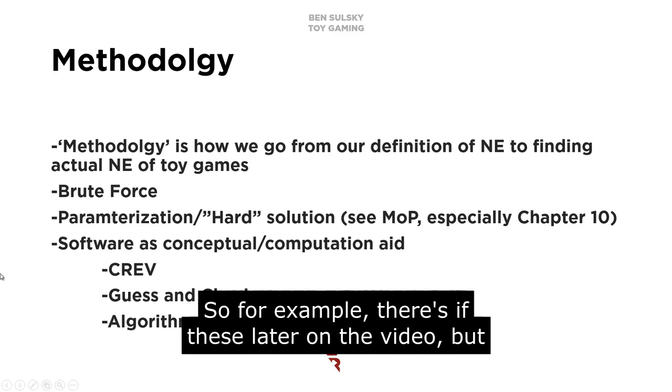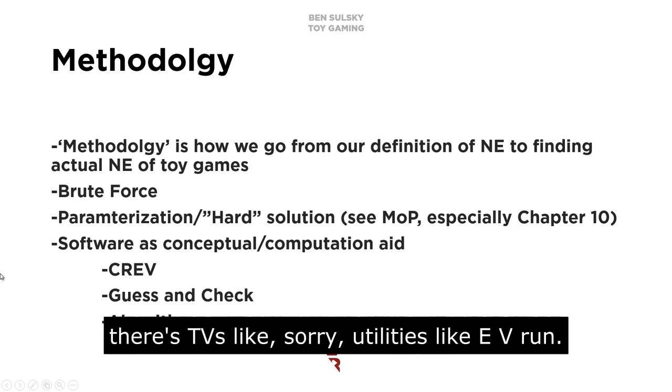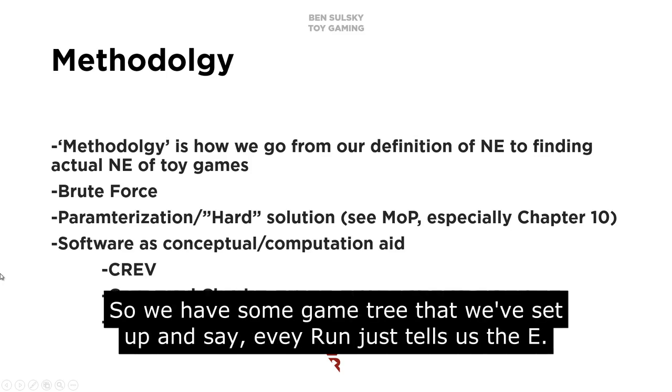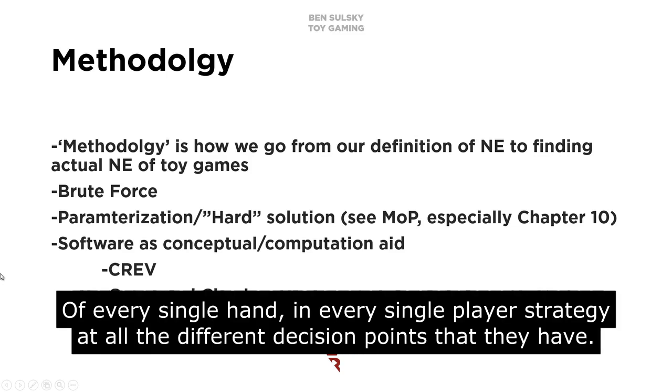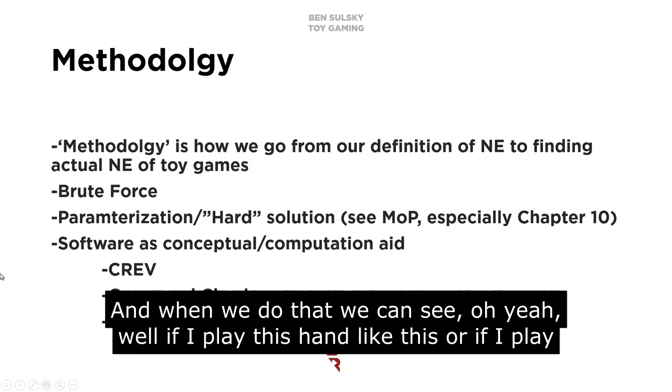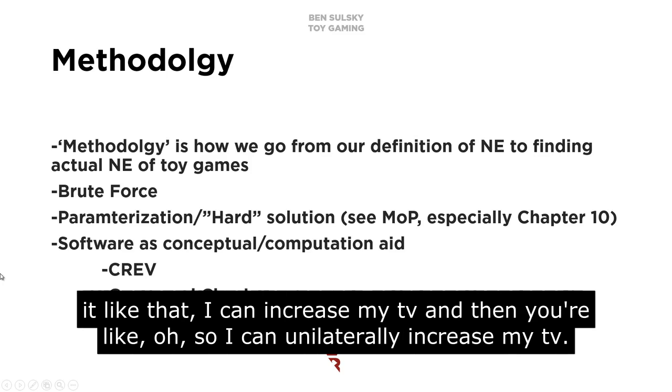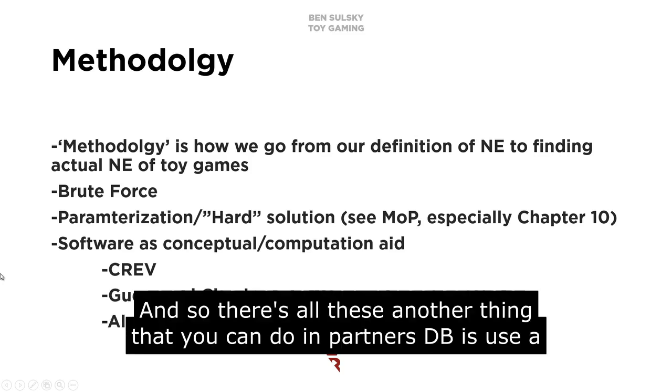For example, we get to these later on in the video, but there are utilities like EV run. We have some game tree that we've set up, and EV run tells us the EV of every single hand and every single player's strategy at all the different decision points that they have. And when we do that, we can see, oh yeah, if I play this hand like this, or if I play it like that, I can increase my EV. And then you're like, oh, so I can unilaterally increase my EV, so that's not right.